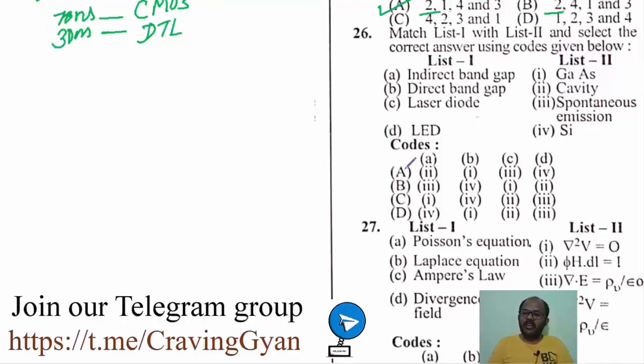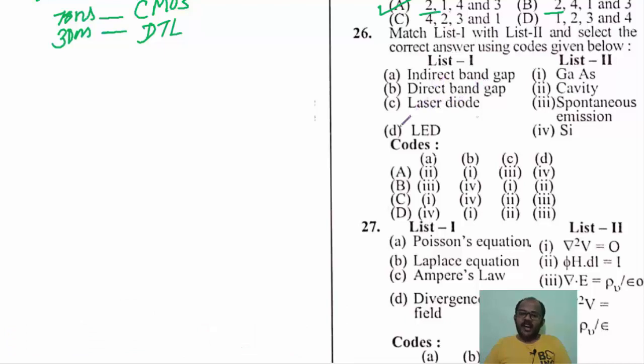26th question, again match the following. On list 1 they have given indirect band gap, direct band gap, laser diode and light emitting diode. On list 2 they have given gallium arsenide, single cavity, spontaneous emission, silicon. We know that indirect band gap will be employed by silicon and direct band gap will be there for gallium arsenide, and the laser diode will be having a cavity and it is going to obey the principle of stimulated emission, whereas light emitting diode will be operating on the principle of spontaneous emission. So based on this, I will be getting option D as the correct answer.